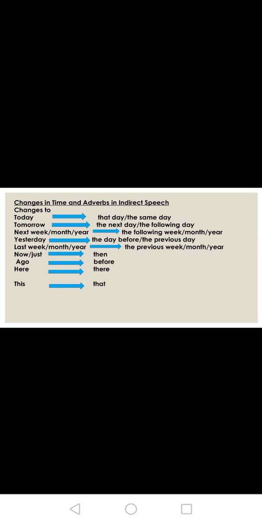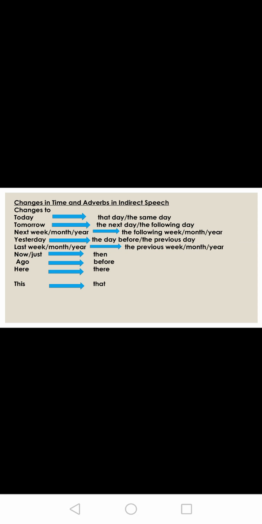Change in time and adverbs in indirect speech. In direct speech, if it is written as today, in indirect speech, today will change into that day or the same day. Tomorrow becomes the next day or the following day. Next week, next month, or next year change into the following week, the following month, the following year. Yesterday becomes the day before or the previous day. Last week, last month, last year become the previous week, the previous month, the previous year.